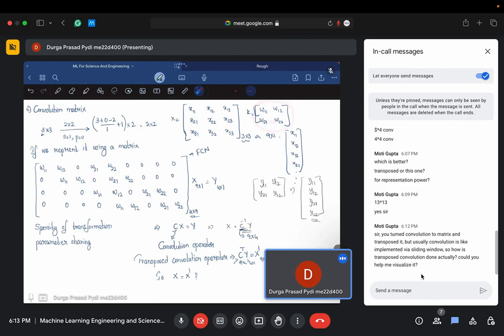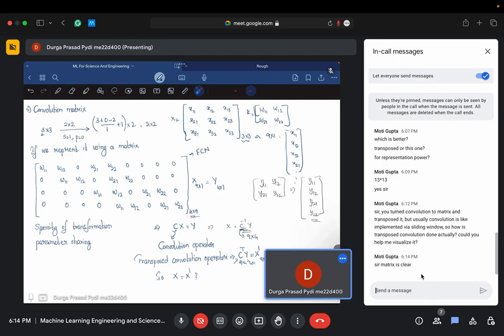Now coming to this, how did I do this transformation? Is the matrix clear? Or do you want me to explain how I got this matrix in the first place? Okay, you want me to visualize it. So the matrix is clear.